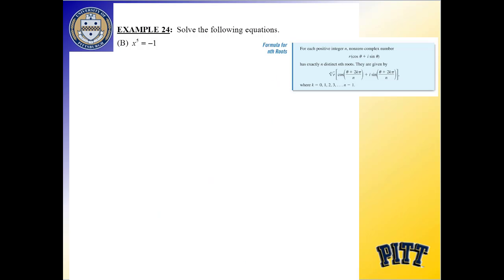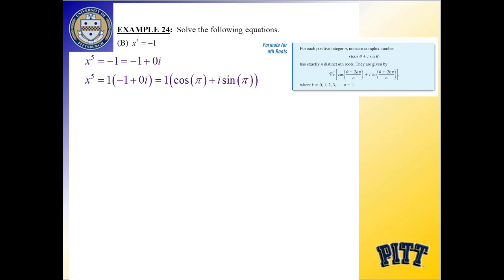So if I use this formula here, I'm going to start again with the fact that I have x to the 5th equaling negative 1, which I can write as negative 1 plus 0i. That's what it is in complex number form. If I take the modulus of that, I do get 1, which I can factor out pretty easily because I don't change the value of anything.